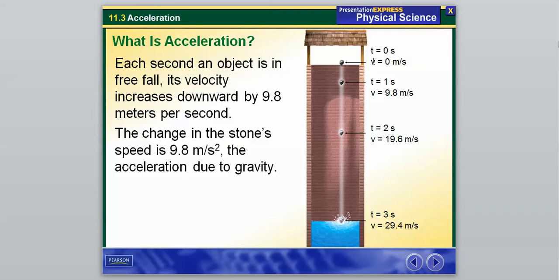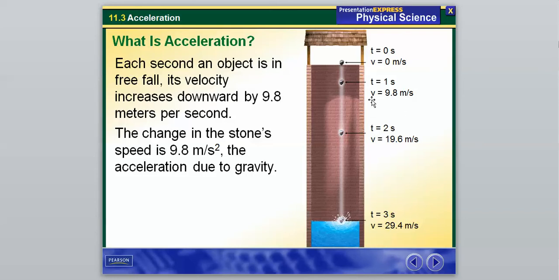So again, these things are a little bit easier to understand when we have an example. So our time is 0, our velocity is 0 meters per second. The stone has not yet started moving. So when we drop the stone, at 1 second we measure its velocity. It's 9.8 meters per second. So after 1 second, 9.8 meters per second, that's exactly what we would expect.